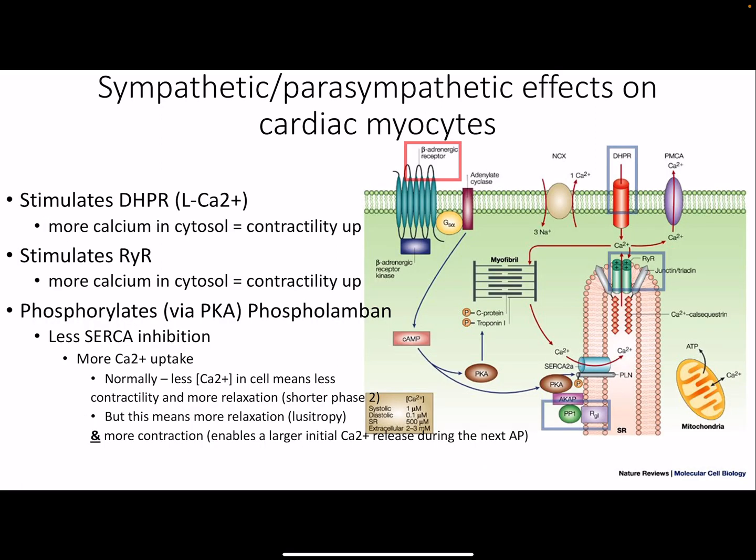Sympathetic nervous system, we said, stimulates dihydropyridine receptors, which are really just L-type calcium receptors. More calcium in the cytosol really just means that the contractility is up. They can also stimulate the ryanodine receptors. And we said that through PKA, they're going to phosphorylate phospholamban. This means that SERCA is now uninhibited, so it can absorb more calcium, sequester it, increasing the contractility for the next contraction.